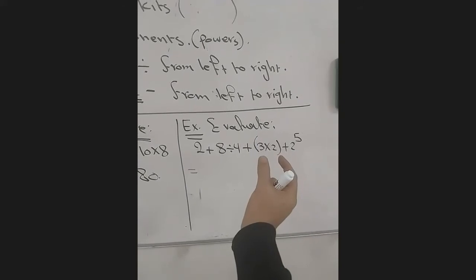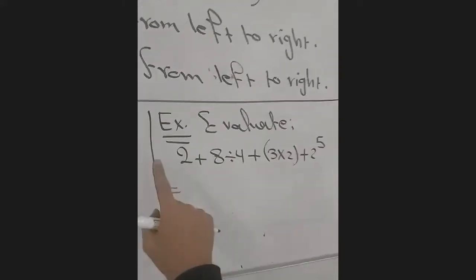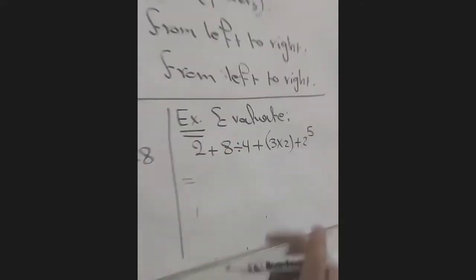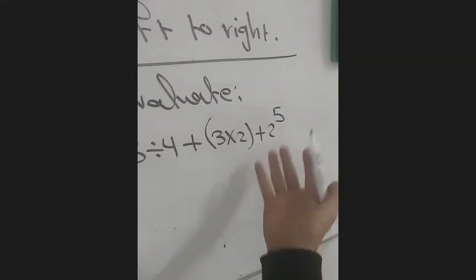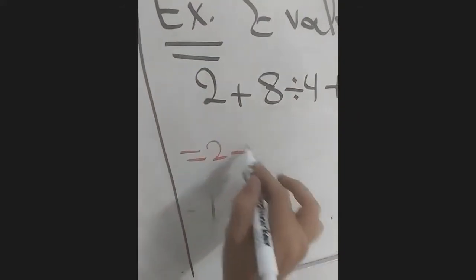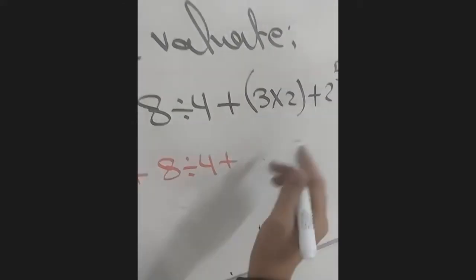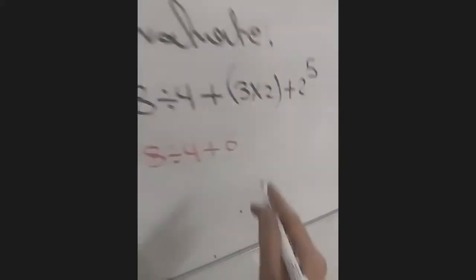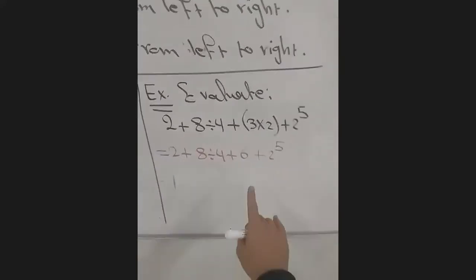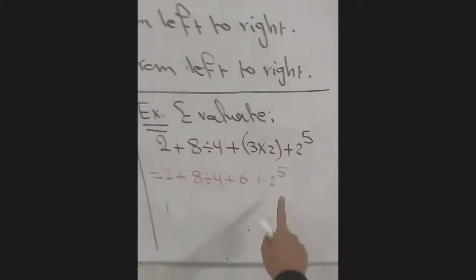So I will do this first, and all other things will come down the same. The brackets are the first step, so I will do only the bracket. So 2 plus 8 divided by 4 plus, I will do the bracket, 3 multiply 2 is 6, plus 2 to the power 5. What I did here, guys, is first I did only the bracket, only the first step.